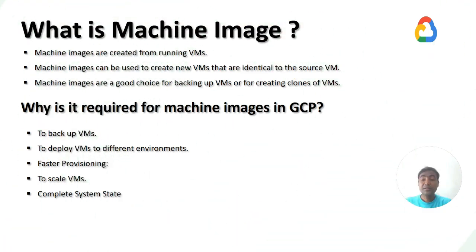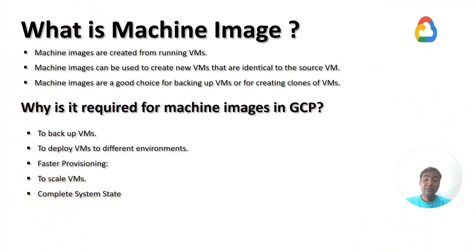Let's consider one real-time example so that you can easily understand it. A company might use a machine image to back up their production VM on a regular basis. This would allow them to restore their VM quickly and easily in the event of failure.